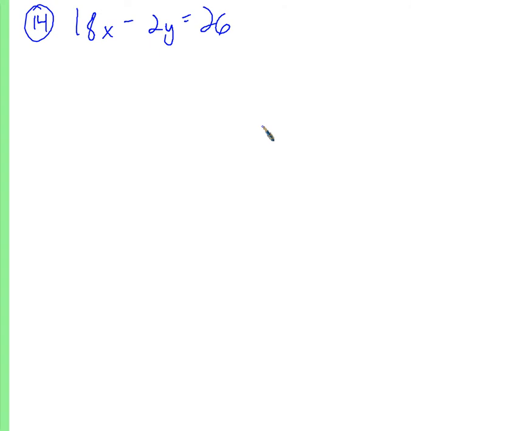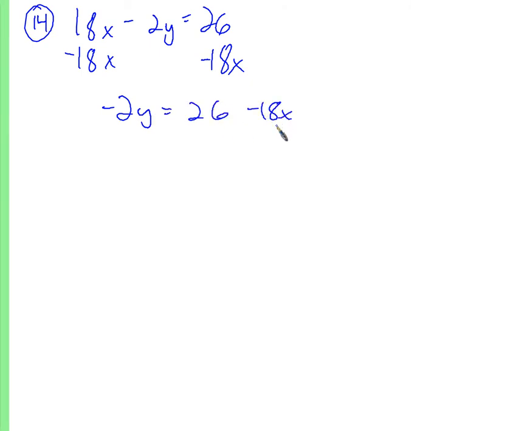Go ahead. Subtract 18x from both sides. We're trying, when it says write y as a function of x, well, let's solve for y, and I'll show you why that's what we're doing. We're getting y by itself. Okay, so we get negative 2y equals, all you can do is 26 minus 18x.